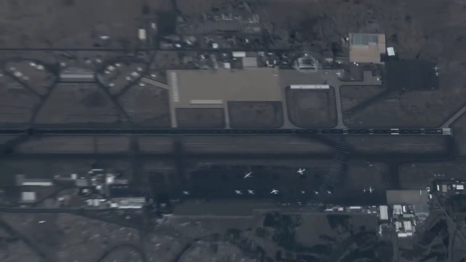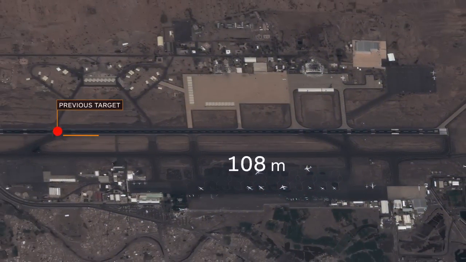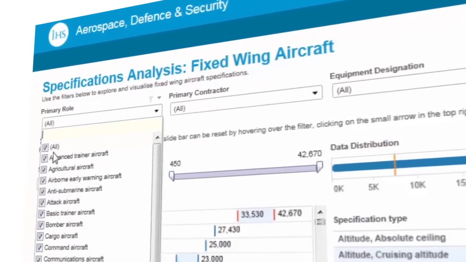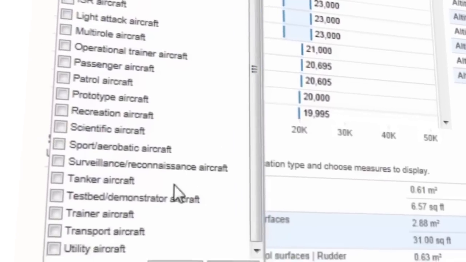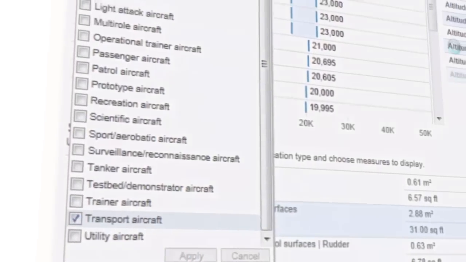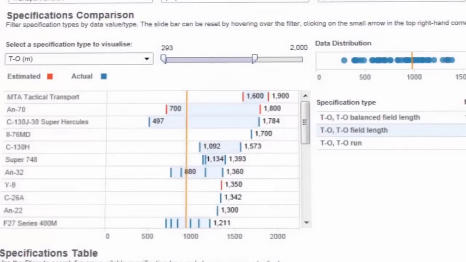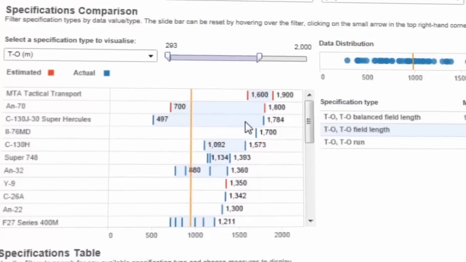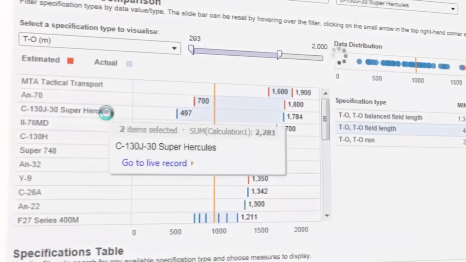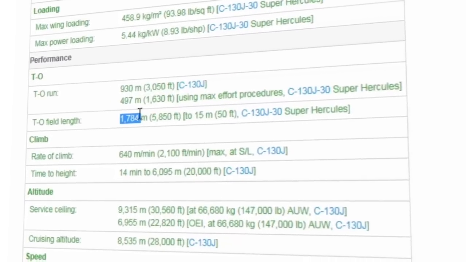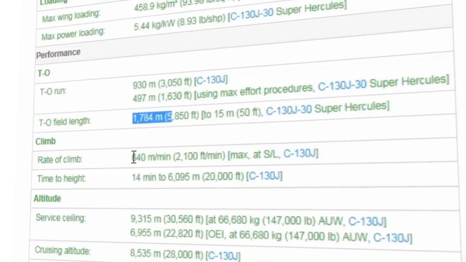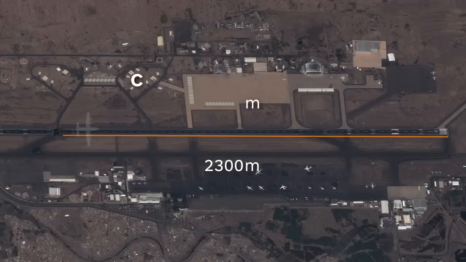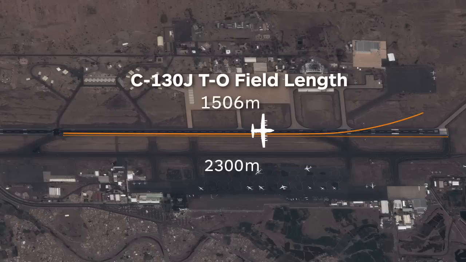To determine the evacuation feasibility in Yemen, our IHS image analysts measured the undamaged portion of the runway. This measures 2,300 meters. Using this information, we now need to determine what transport aircraft will be capable of taking off within the undamaged portion of the runway. We see that the C-130J has been identified as a possible candidate. By clicking on the detailed specifications for this aircraft, we can review the data regarding takeoff field length and rate of climb. Based on the C-130J specifications, this aircraft is able to meet the takeoff requirements.